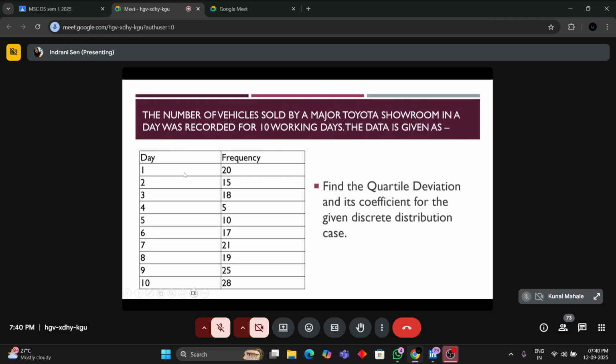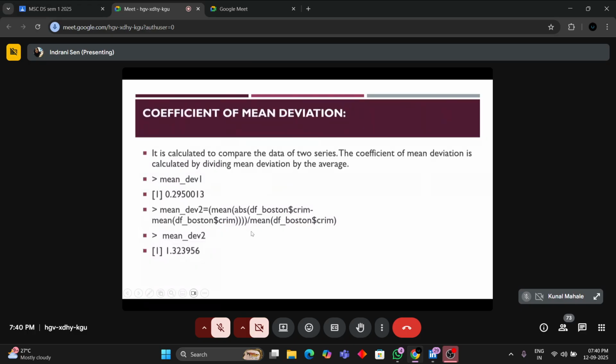So, for example, you have this data of day and frequency: the number of vehicles sold by a major Toyota showroom in a day was recorded for 10 working days, and the data is like this. On 1 day the number of vehicles is 20, on 2 days 15. You want to find the quartile deviation and coefficient for the given discrete distribution. So how do you find the quartile deviation? You have to find Q3 minus Q1 divided by Q3 plus Q1. That will give you the quartile deviation. And you can calculate the mean deviation also.